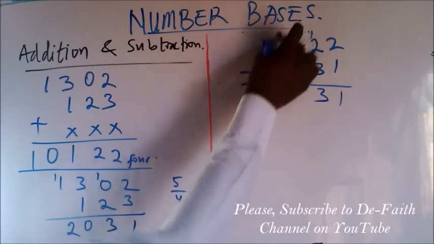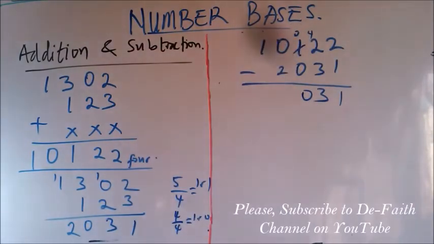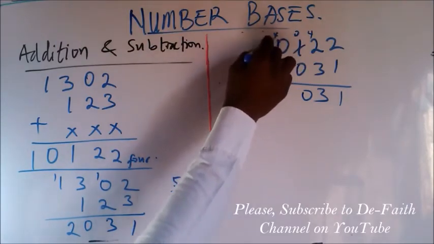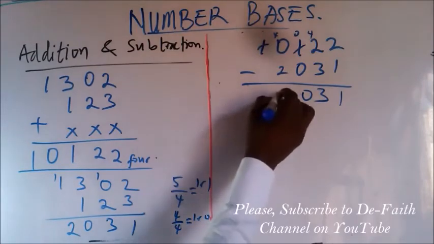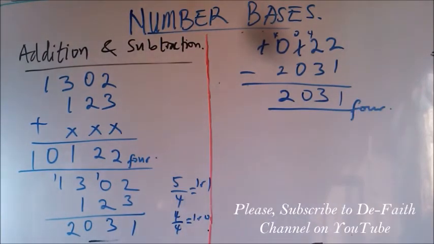Here we have 0 because we've borrowed the 1 from here, so 0 minus 0 gives 0. 0 minus 2 is impossible, so we'll come here and borrow 1. The 1 becomes 4. So 4 minus 2 gives us 2. Base 4. So this is our answer.